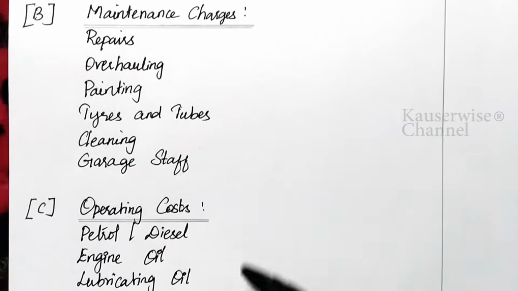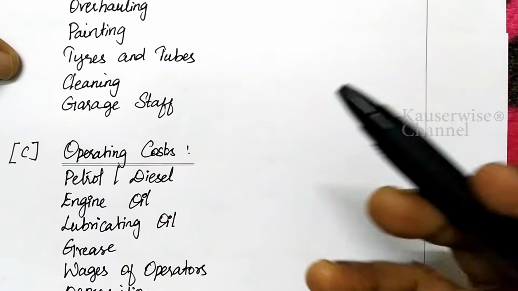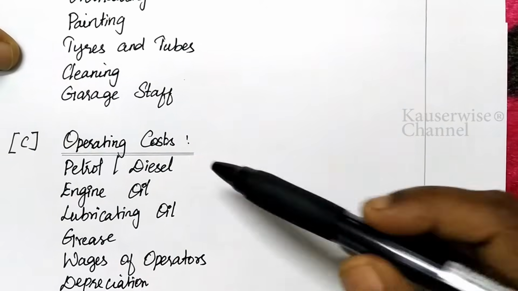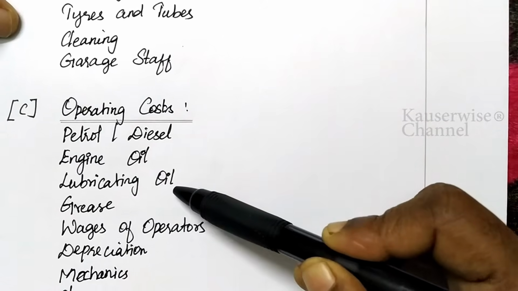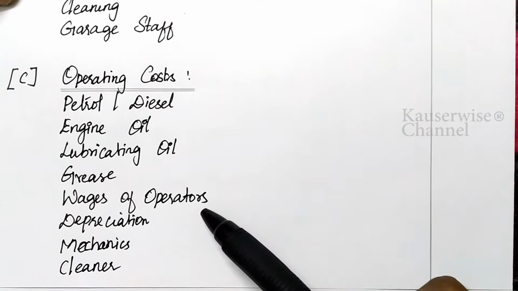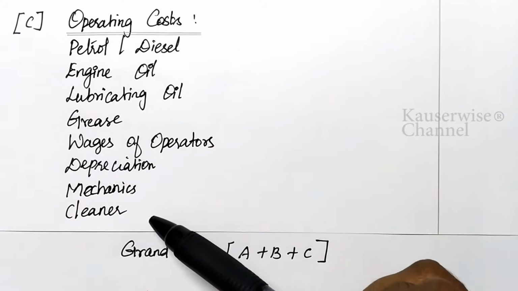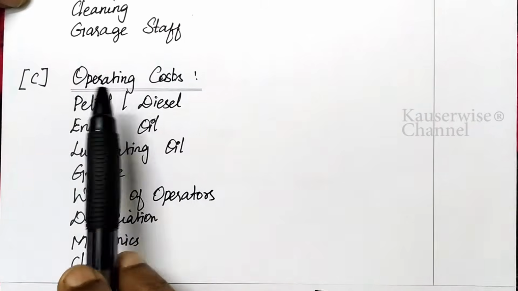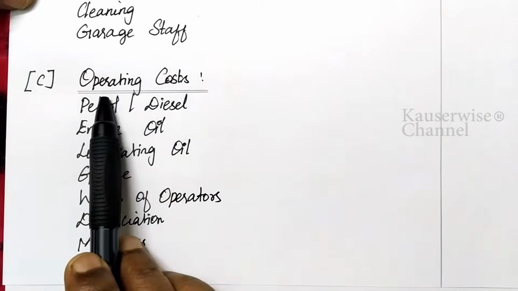The next one is operating cost. Operating cost is very important in order to operate the particular transport, bus or vehicle. The examples are petrol or diesel, engine oil, lubricating oil, grease, wages of operators, depreciation, mechanics, cleaner. These are the expenses which are required to operate the particular transport. So this is called operating cost.